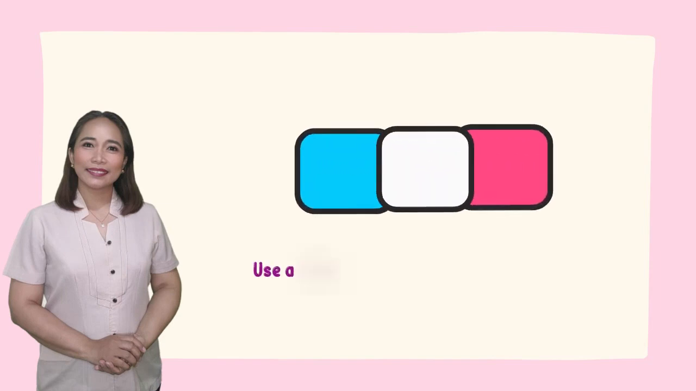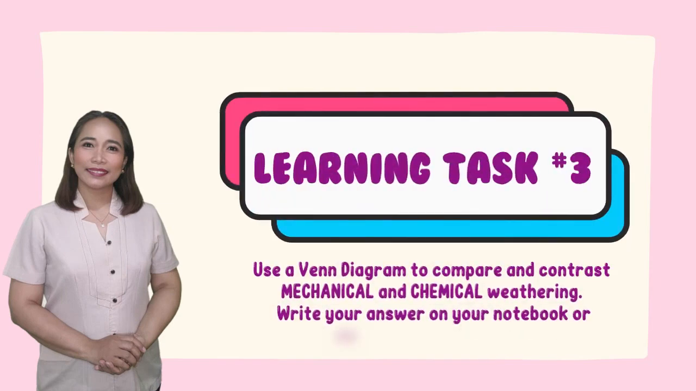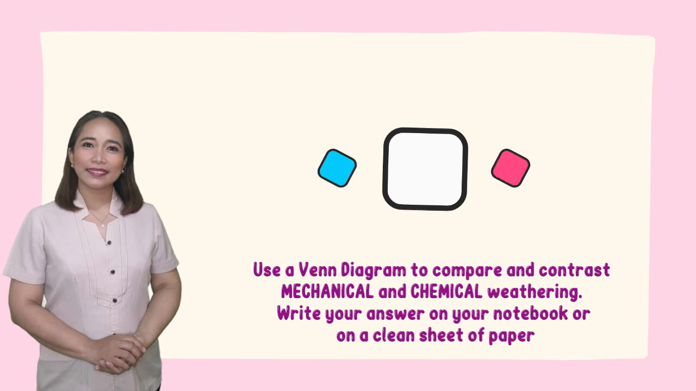Learning task number 3. Use a Venn diagram to compare and contrast mechanical and chemical weathering. Write your answer on your notebook or on a clean sheet of paper.